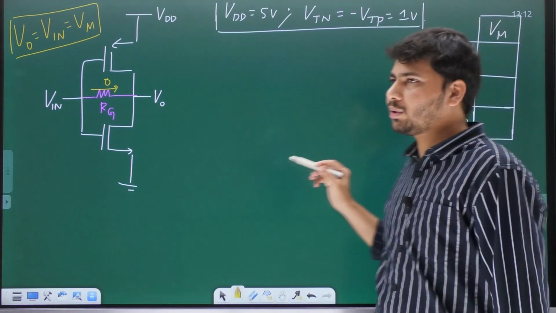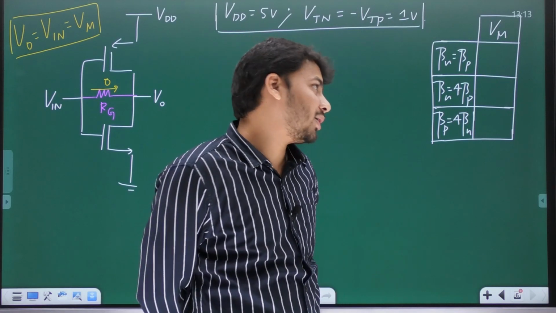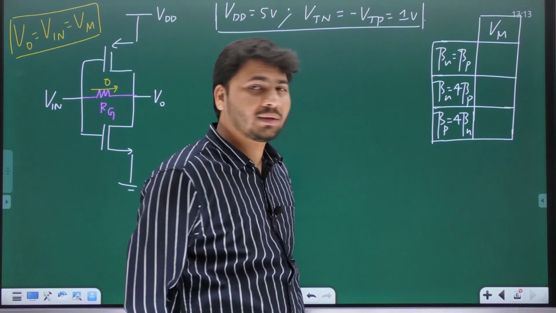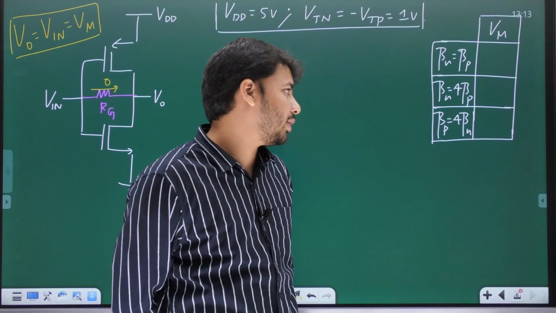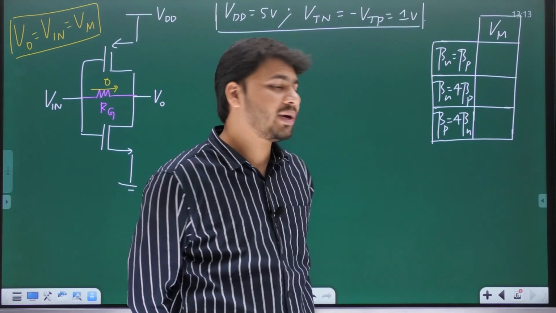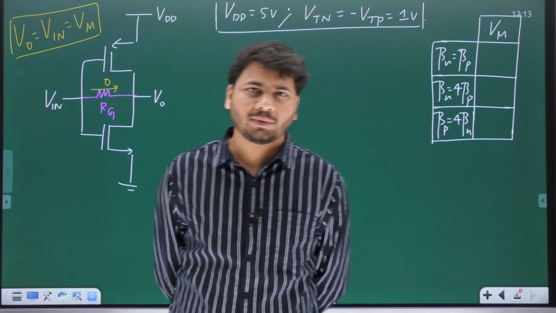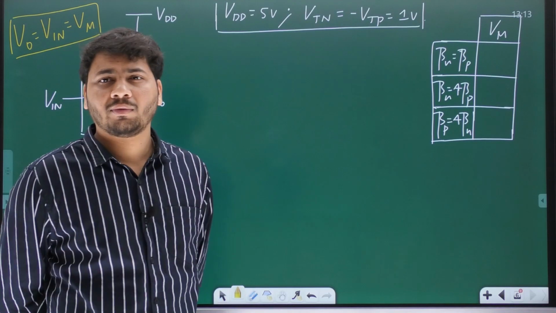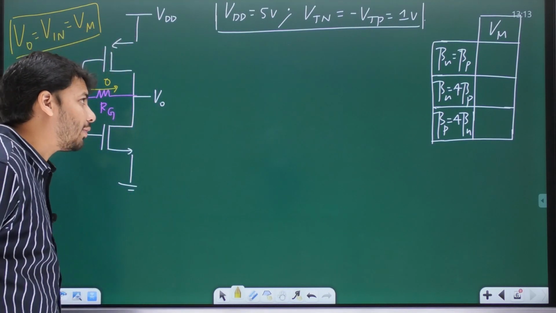And then there are 3 different cases. In the first case, beta n equal to beta p, it means both the NMOS and PMOS are equally strong, or matched. In the second case, beta n equal to 4 times beta p, NMOS is 4 times stronger than PMOS. In the third case, beta p is 4 times beta n, which means PMOS is 4 times stronger than NMOS. And in each and every case, you have to find the value of the switching threshold of the CMOS inverter, that is, the value of Vm.